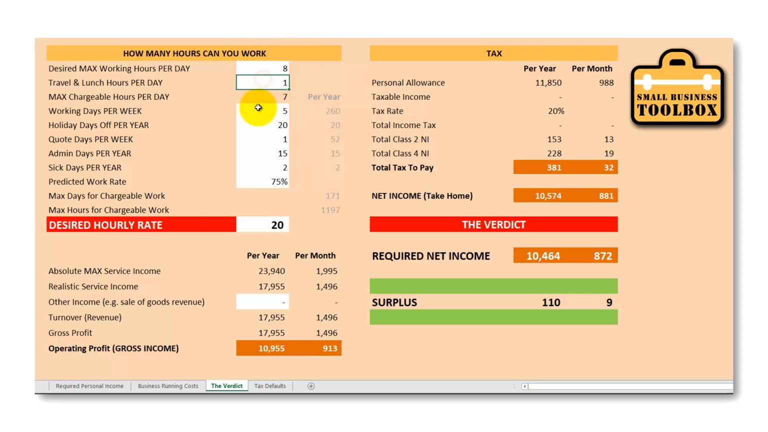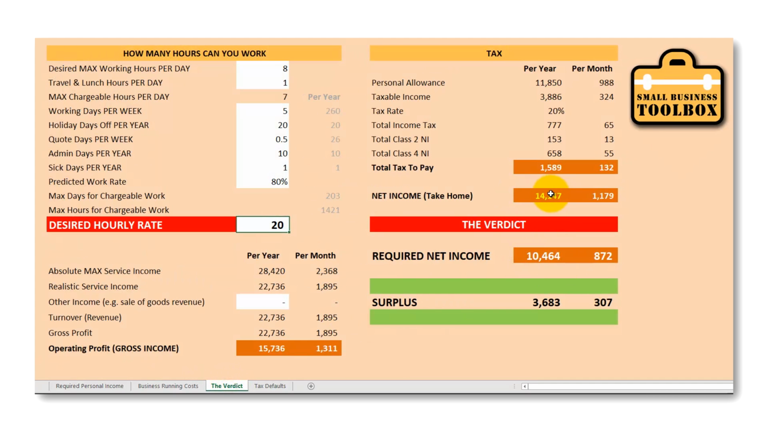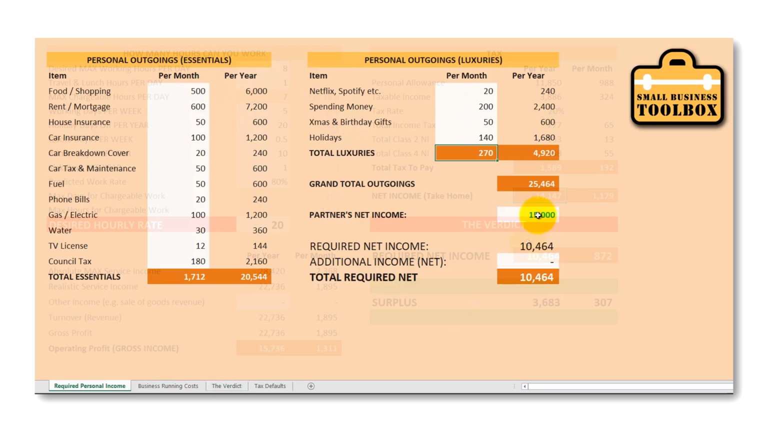Okay, maybe you're not going to have quote days. Let's change your quote days to half a day of going out quoting. Admin days, let's take that down to 10. Sick days down to 1. And predicted work rate up to 80%. So at £20 an hour, and assuming you're living with a partner and sharing the burden of all your bills, and they're bringing in a bit more than you, then you could probably survive. It's not great, and you're not bringing in as much as you would working at McDonald's, but you are bringing in enough to survive.